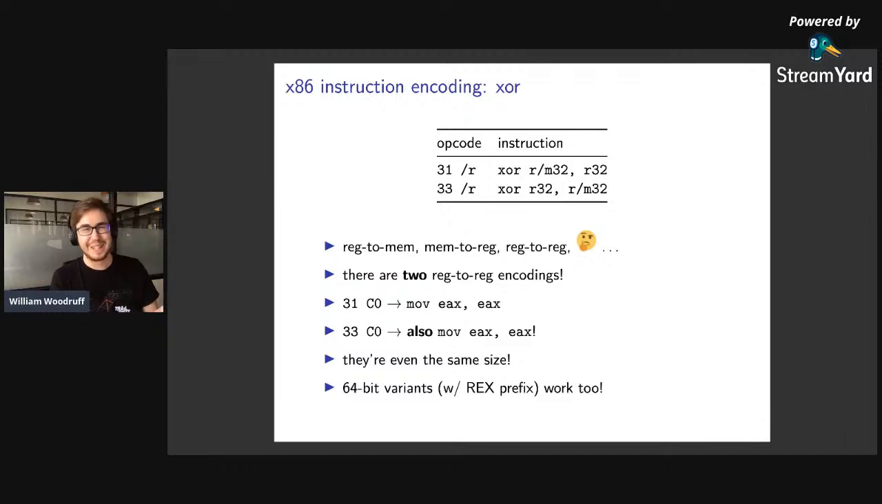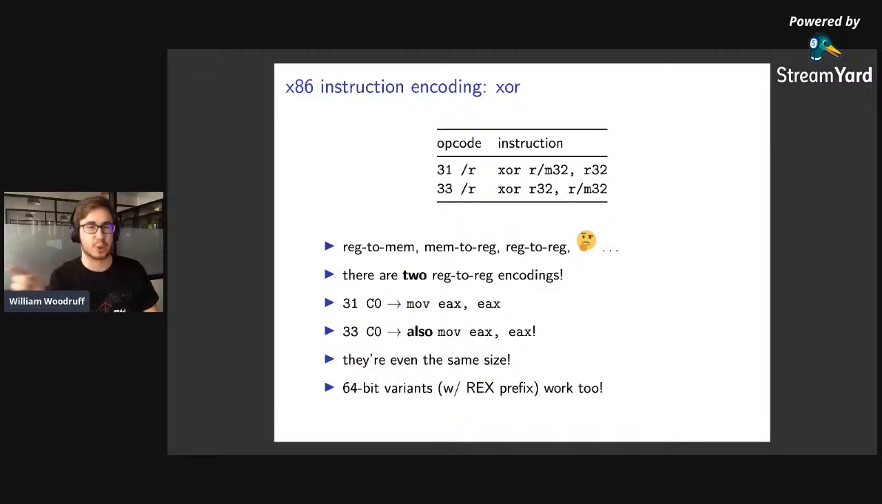But actually, I said 3, but it's really 4, right? If you look closely, if you remember that RM is either register or memory, so in fact, there are actually 2 separate encodings of register to register XORs in x86. You can either do 31 register to register, or you can do 33 register to register. So for example, 31C0, that should be XOR instead of MOV.